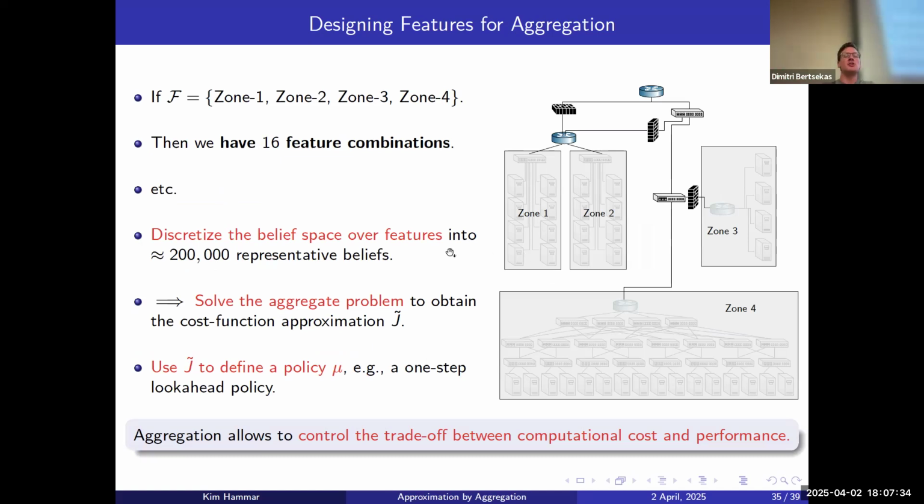But for our particular animation now, we will look at the case where we only have 4 features and therefore 16 possible feature combinations. We will then construct beliefs over the values of those features and then discretize the belief space, just like we did for Rocksample, into representative beliefs. We will use around 200,000 representative beliefs. That then defines our aggregate dynamic programming problem. We solve it using value iteration. Then we use the resulting cost function approximation J tilde to obtain our policy mu, which we are now going to evaluate. Yes?